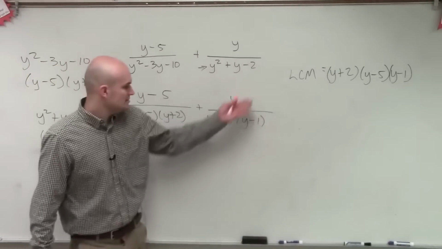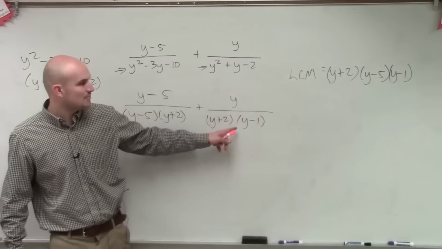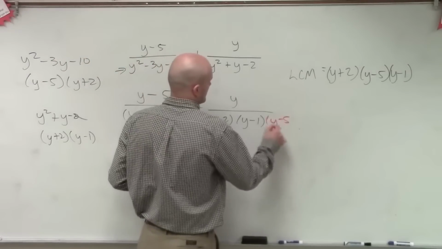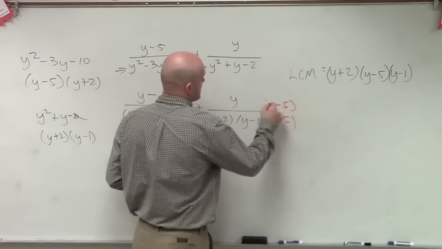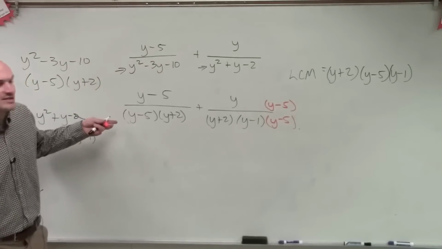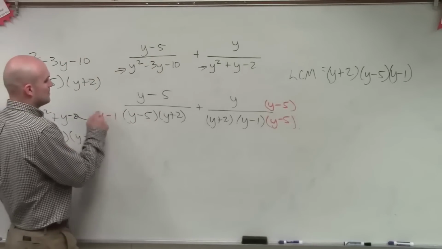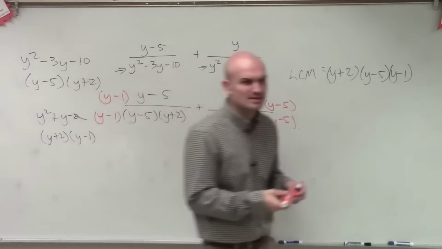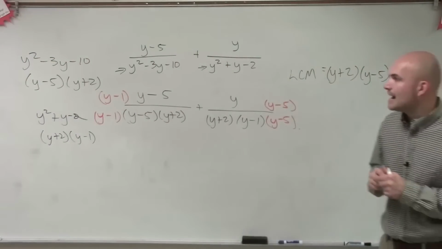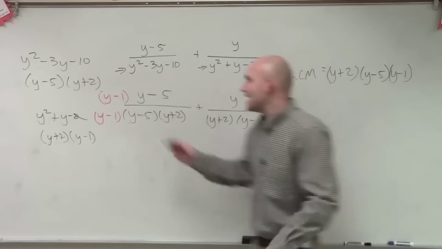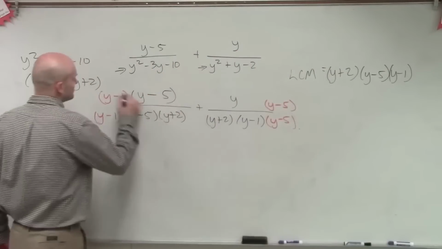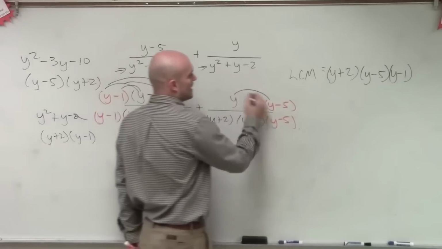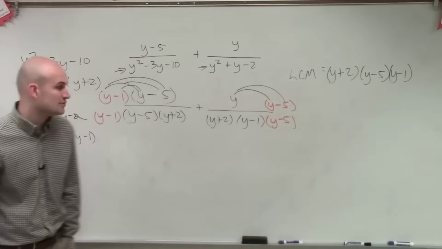So over here, to get this to my LCM, I need to multiply by y minus 5, right? And I multiply that on the top and the bottom. Over here, to get it to my LCM, I need to multiply by y minus 1. Does everybody follow me with this? OK, so now, since I'm going to multiply them, I have a binomial times a binomial. That means you're going to have FOIL. And then over here, I have a monomial times a binomial, meaning I'm going to have to apply the distributive property.